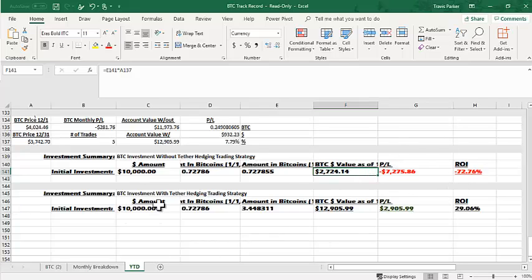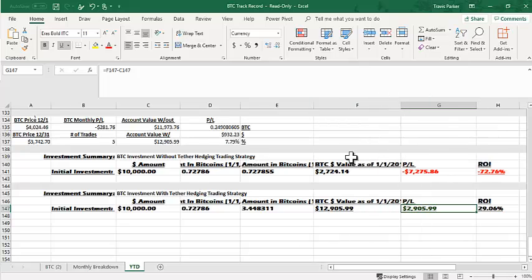Then if you look at this, the system would have netted you 3.4 coins, which is a $12,000 value as of January 1st, with a P&L of 29.6%. So the value of a $10,000 investment in the trading system would be $12,000 today.